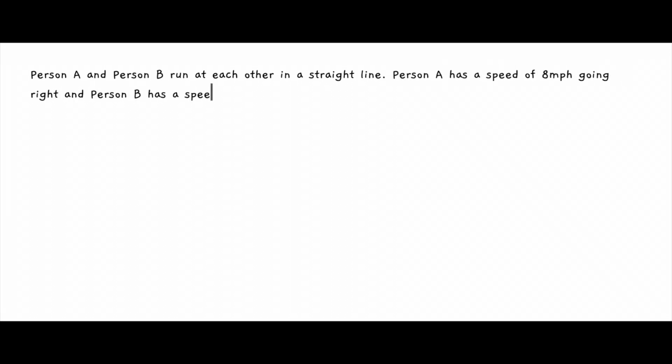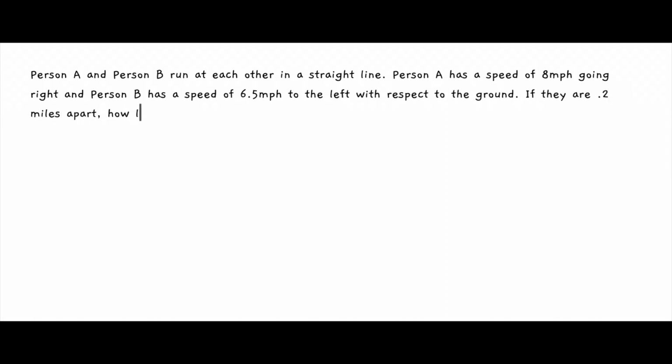Person A and person B run at each other in a straight line. Person A has a speed of 8 miles per hour going right, and person B has a speed of 6.5 miles per hour to the left with respect to the ground. If they are 0.2 miles apart, how long will it take in minutes before they run into each other?